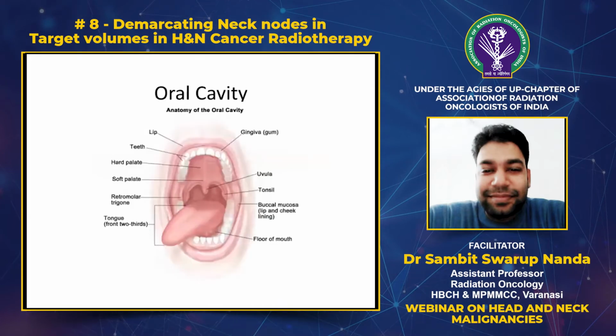The first one is the oral cavity. Broadly, there are two groups of disease. One is the lip, which has a typically different behavior than the rest of the oral cavity, which includes the buccal mucosa, the tongue, that is the anterior two-thirds of the tongue, as well as the alveolus and RMT region.